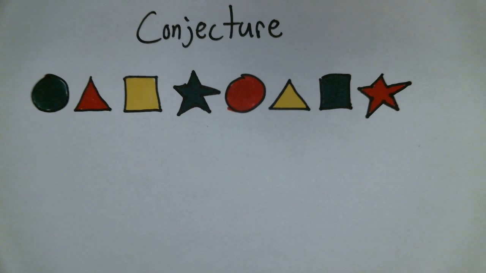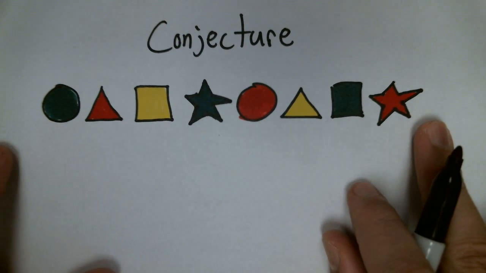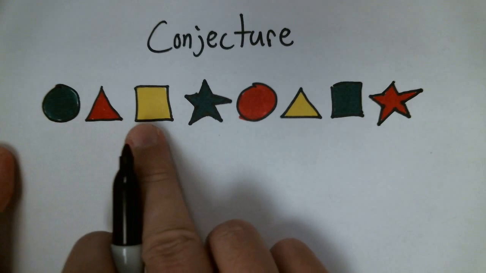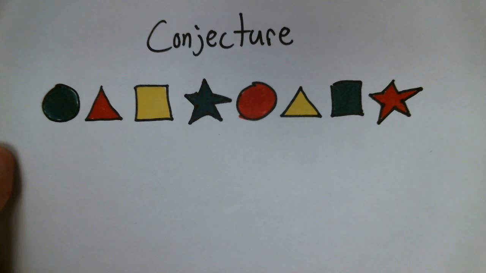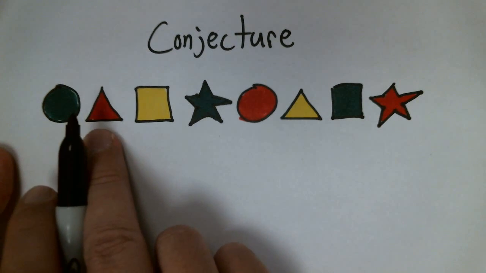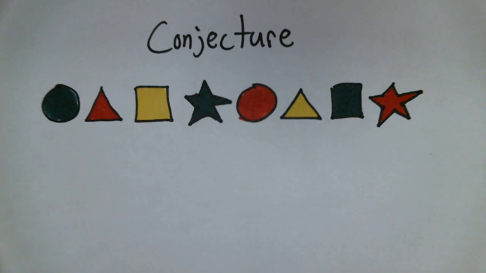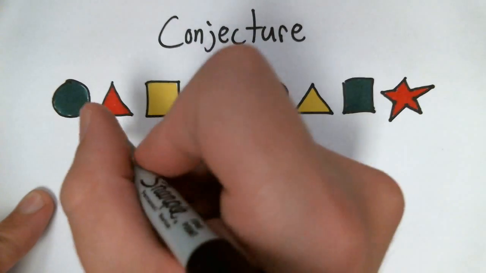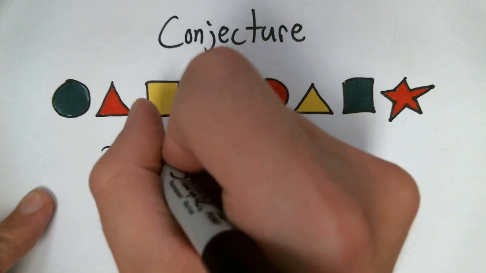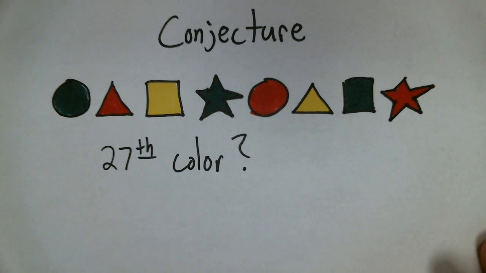Okay, so let's see what happens when they ask us certain questions on this pattern. Notice here I have three different colors: green, red, yellow. Green, red, yellow. Green, red. But also, if I look at the shapes, I have four shapes: circle, triangle, square, star. Circle, triangle, square, star. So let's just focus on one of these at a time. Let's say that they ask us for the 27th color. What is the 27th color?